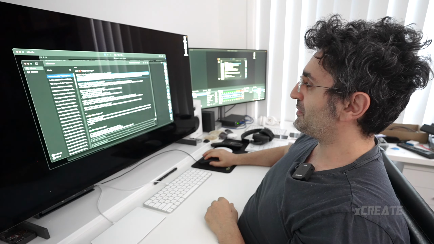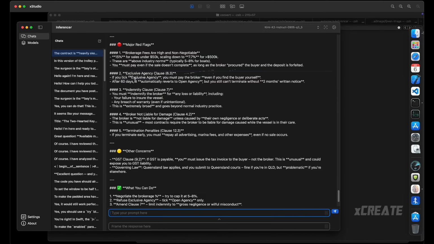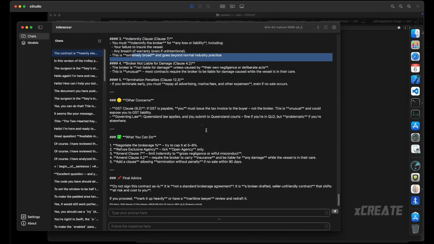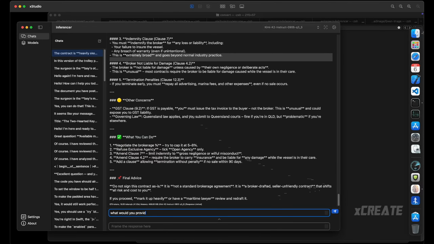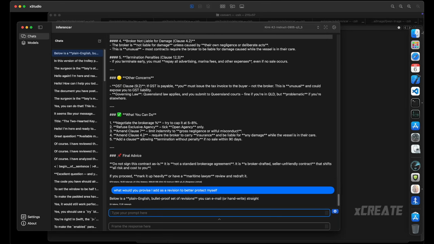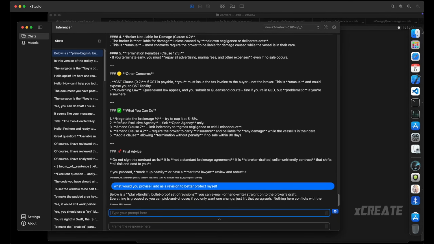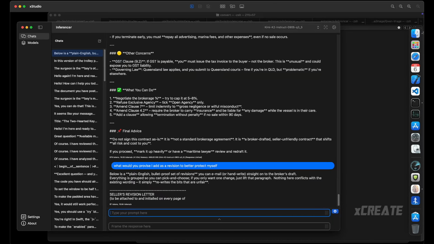So for sales, it's talking about the selling fees that you're going to get, exclusive agency, so you need to be locked in for 60 days, indemnity for the broker for any loss or liabilities, and any breach, even unintentional. It's extremely broad. I wonder if you'll give me some advice. What would you propose I add as a revision to better protect myself? I'm getting in. Oh, boom! I just asked that question, and straight away it's given the response.